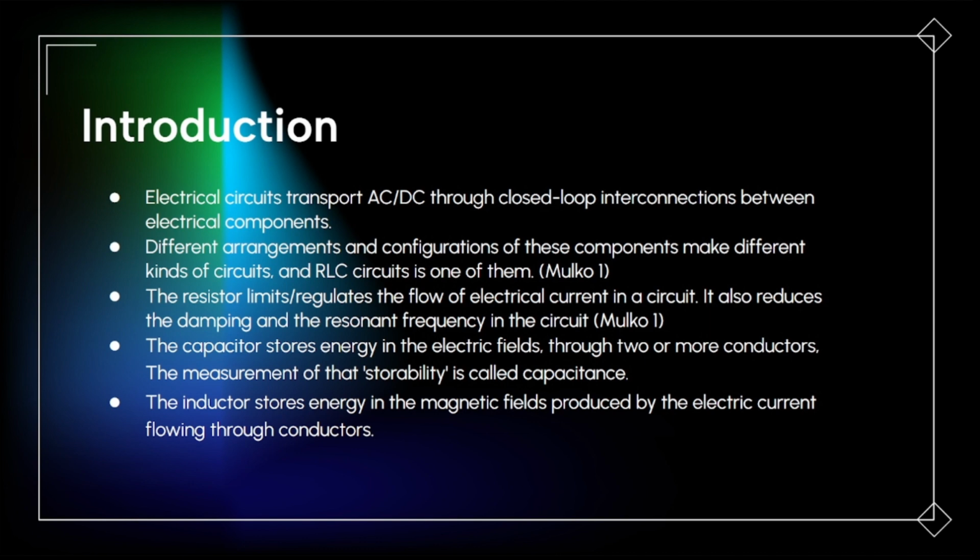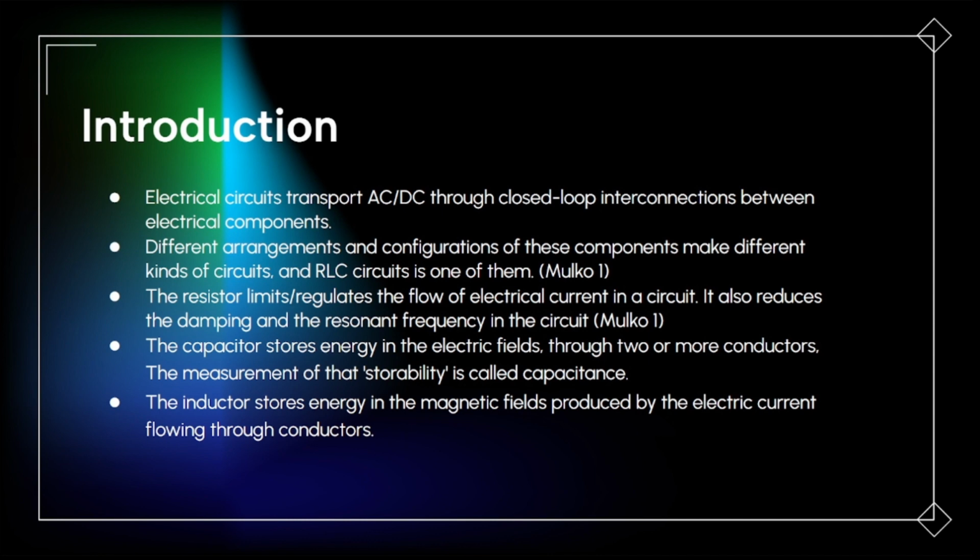Electrical circuits transport alternating or direct current through closed-loop interconnections between various electrical components. Different arrangements and configurations of these components make different kinds of circuits, and RLC circuits are one of these circuits. The resistor is made of resistive elements, like carbon, for example, whose function is to induce more levels of electrical resistance than the natural ones that affect the circuits. It also reduces the damping and the resonant frequency in the circuit.